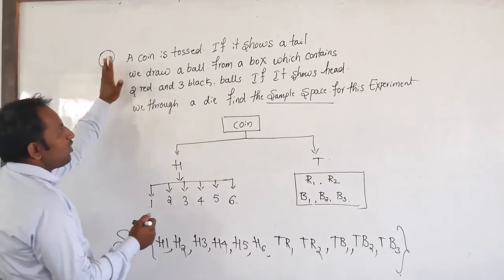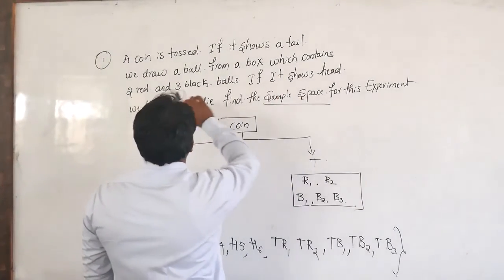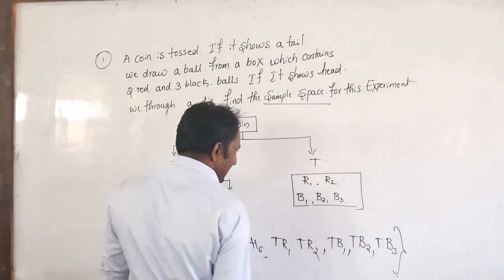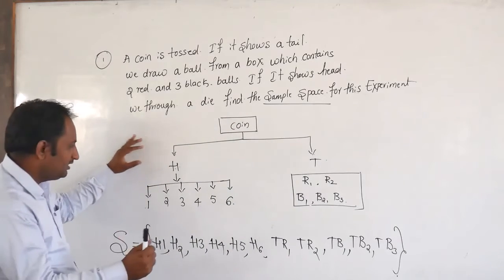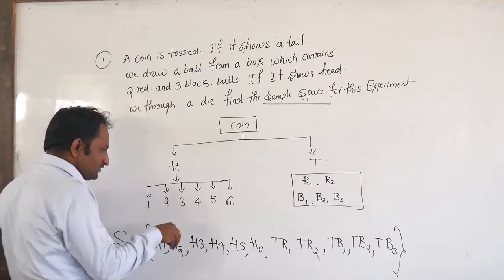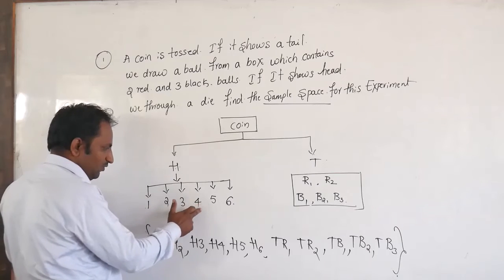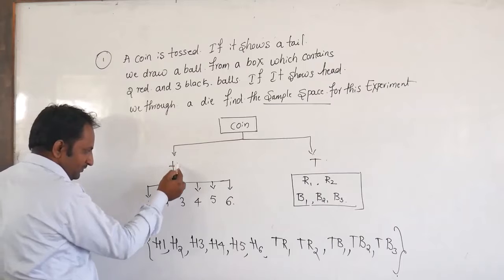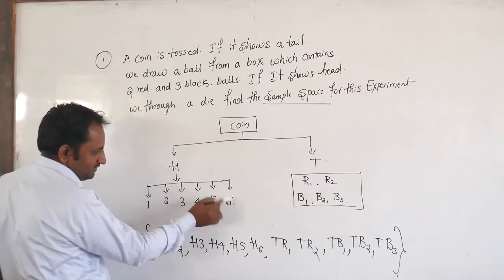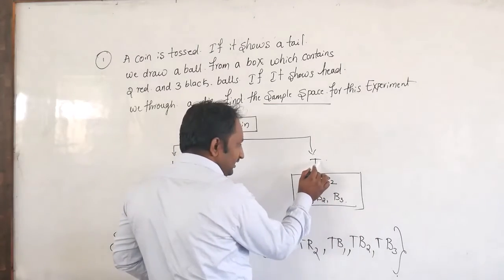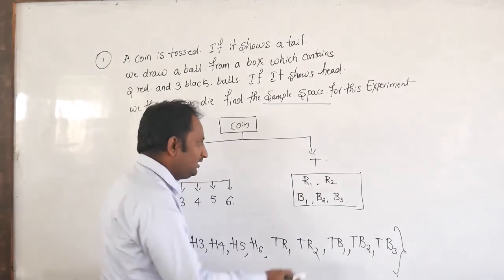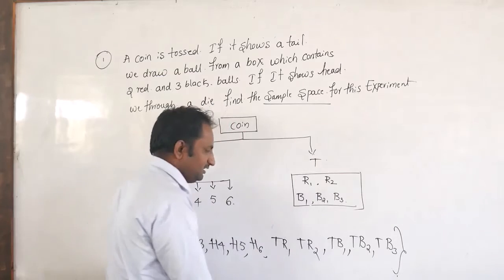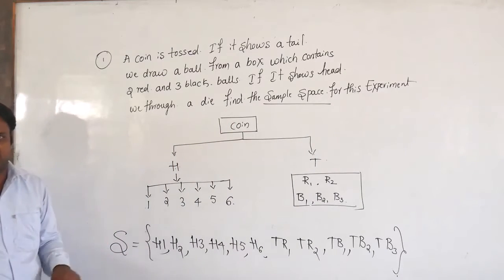Here a coin is tossed. If it shows a tail, we draw a ball from a box containing 2 red balls as well as 3 black balls. Similarly, if a head occurs, then we throw a die. The possible outcomes of that die are 1, 2, 3, 4, 5, 6. If a head occurs, the sample space is H1, H2, H3, H4, H5 and H6. If a tail occurs, then the possible results are TR1, TR2, TB1, TB2, TB3. These are the sample space of this experiment.